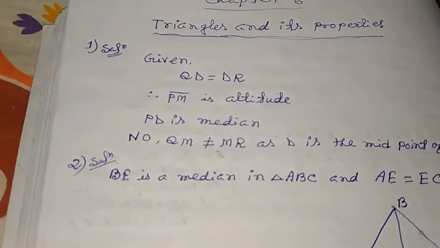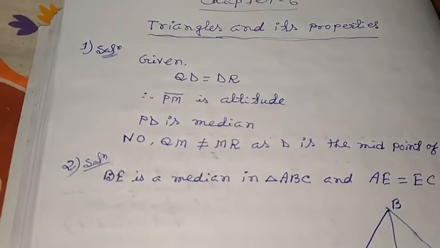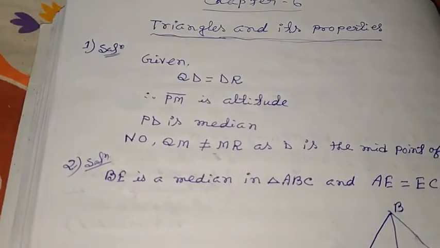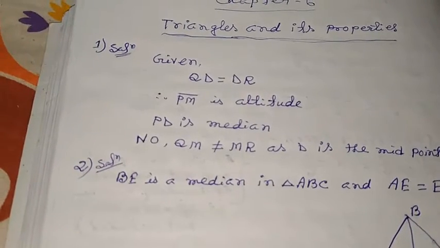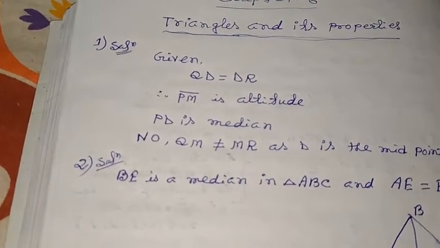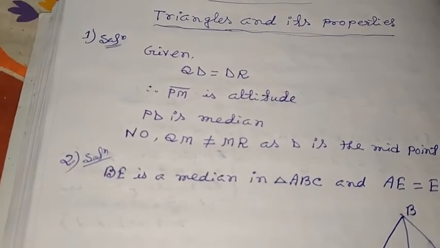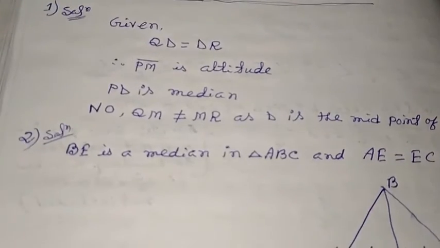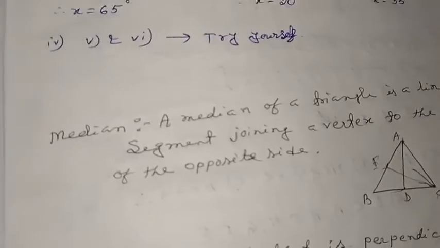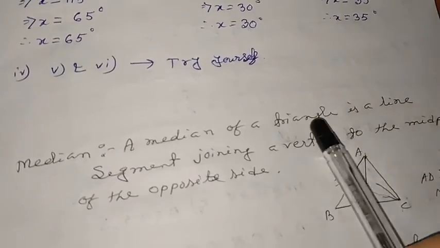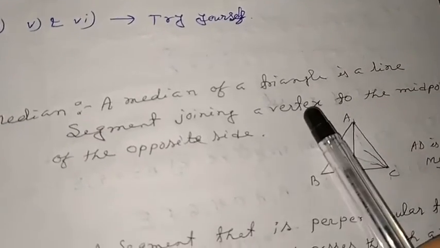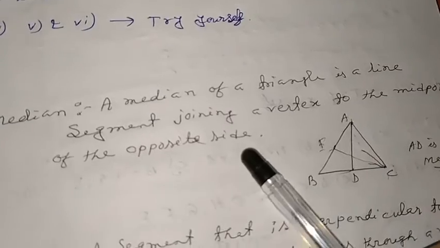Okay, and the sum of all the interior angles of a triangle, that means if we add all the three angles, then we will get 180 degrees always in case of a triangle. Okay, so before solving the actual problems of this chapter, we have to know what is median and altitude of a triangle. So first of all, we have to know what is median. The median of a triangle is a line segment joining a vertex to the midpoint of the opposite side.